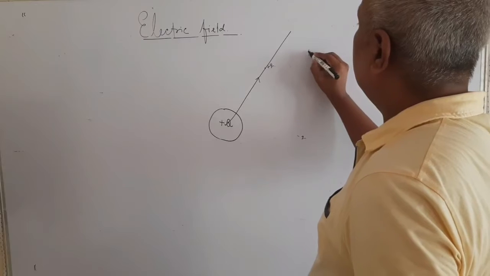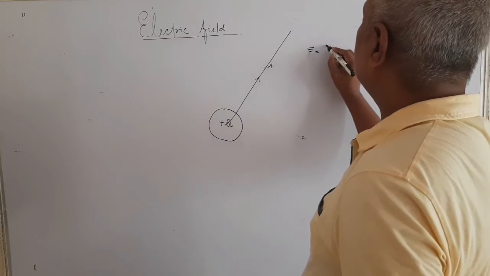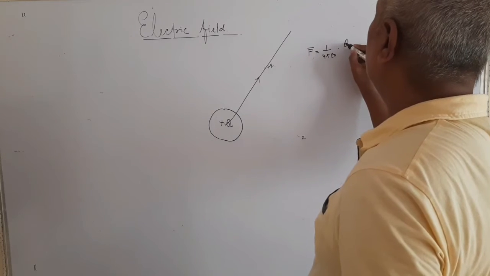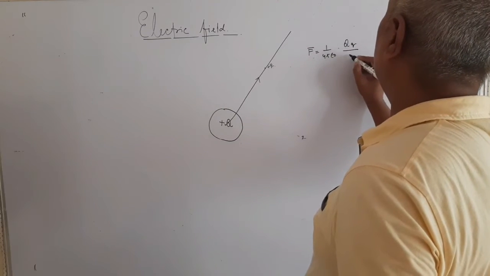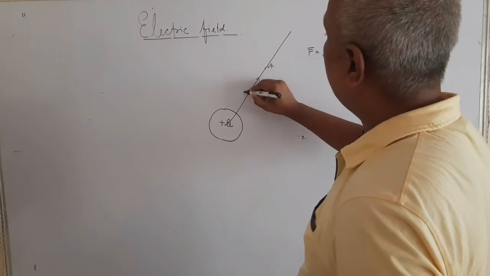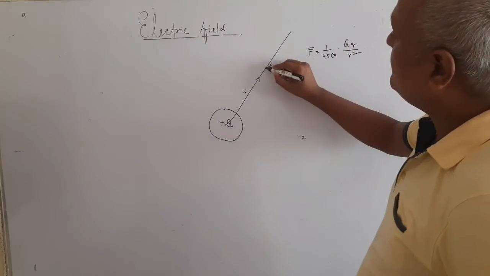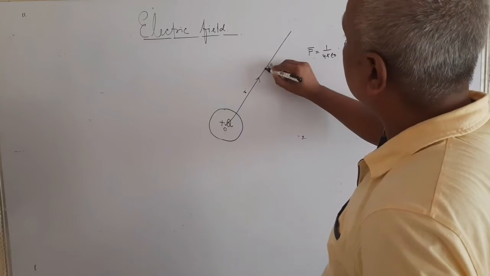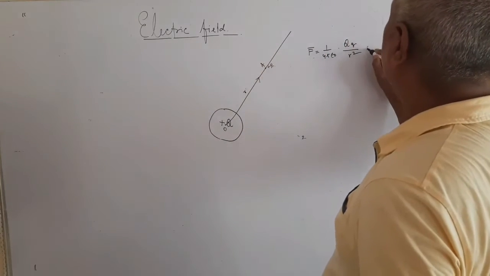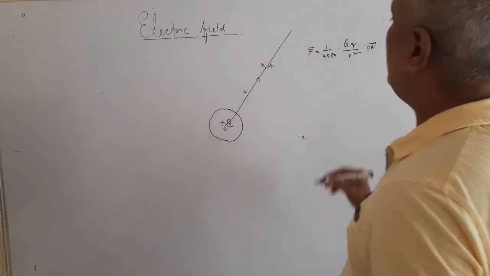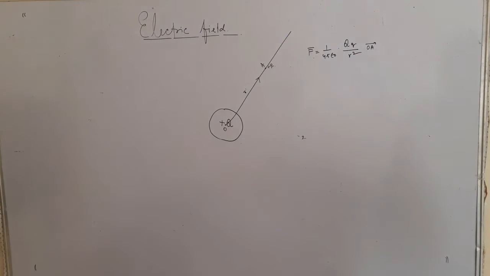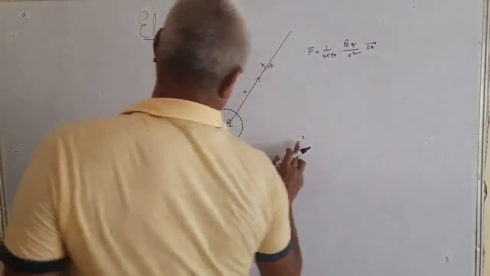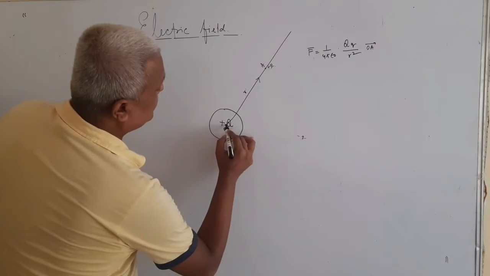The magnitude of this force can be given as F bar is 1 over 4 pi epsilon naught Q Q upon R square, and this is R, and the direction will be OA. Suppose I name this point O and this one A, then it will be OA, meaning from O to A.